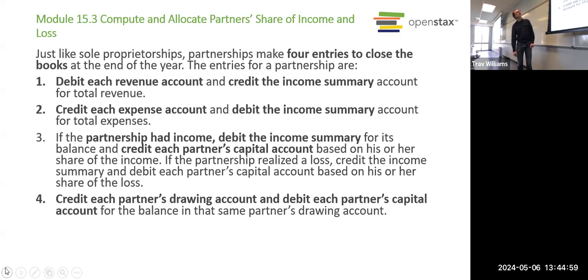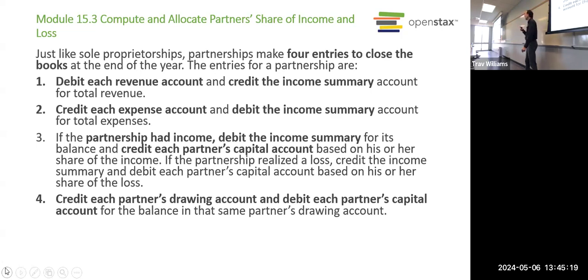There are 4 entries to close the books. You close out the revenue accounts, but instead of retained earnings, you would close them out to income summary first. So that's exactly the same. Income summary was what we used before, right? And you close out the expenses, also to the income summary.